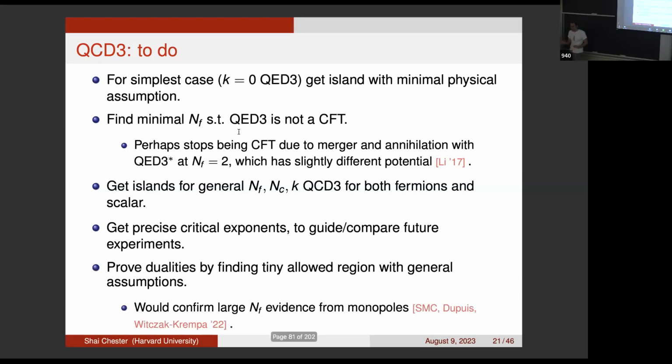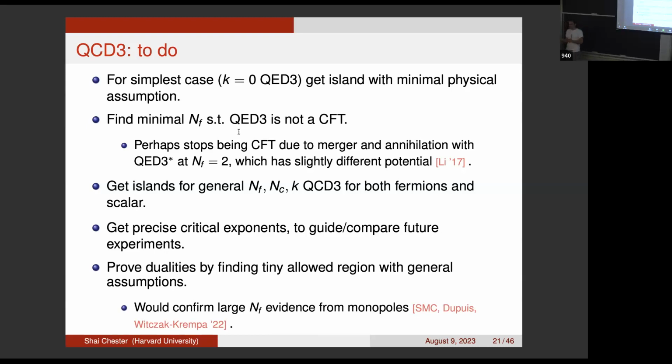Because the way you would prove a duality is you would put in the symmetry that's supposed to hold on both sides of the duality, and you put in assumptions about the number of relevant operators that's supposed to hold on both sides. And then if you can prove that the allowed region is just a tiny island, that would basically be proving the duality. Because you'd be proving there's just one CFT consistent with these general assumptions.